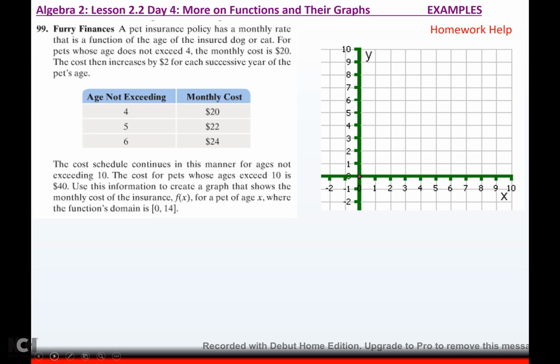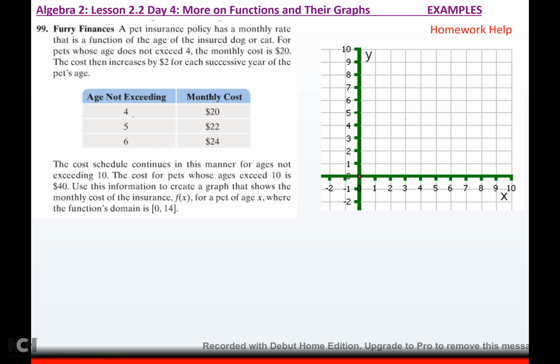All right, this one says, furry finances. A pet insurance policy has a monthly rate that is a function of the age of the insured dog or cat. For pets whose age does not exceed 4, the monthly cost is $20. The cost then increases by $2 for each successive year of the pet's age. The cost schedule continues in this manner for ages not exceeding 10. The cost for pets whose ages exceed 10 is $40. Use this information to create a graph that shows the monthly cost of the insurance f of x for a pet of age x where the function's domain is 0 to 14. And I didn't make my graph big enough, but anyway.